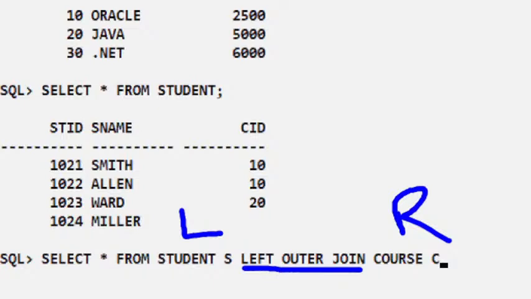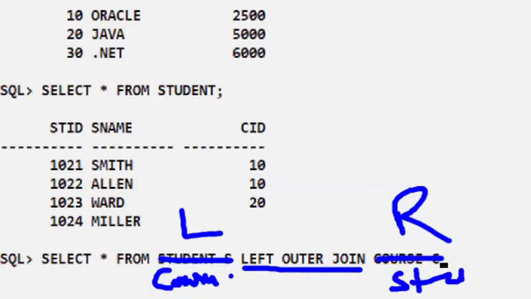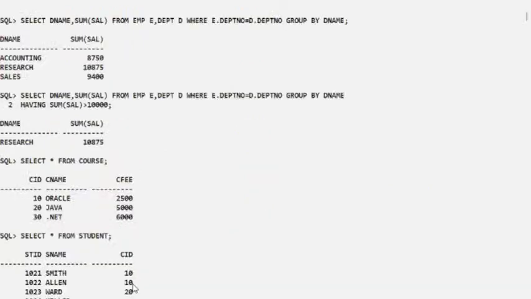Suppose, sir, I want to change this order. Yes, of course, you can change. In place of this, I want to give course, and in place of this, student. Now tell me, which table is left side and which table is right side? So left and right can be decided by the programmer by the passing order of the tables. Understand now? So now student is left and course is right.